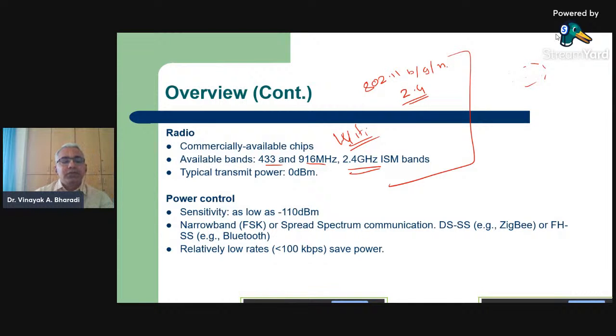And power control, and the modulation schemes which are used, like narrowband FSK, then Zigbee and Bluetooth. These schemes are used for how these devices need to be controlled and how they will be communicating with each other.